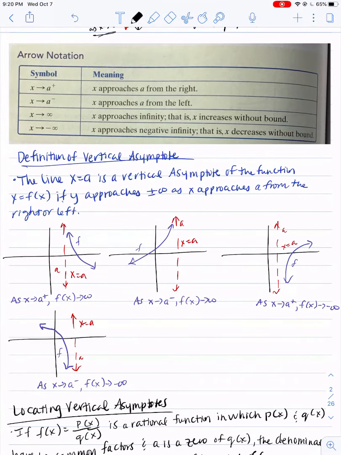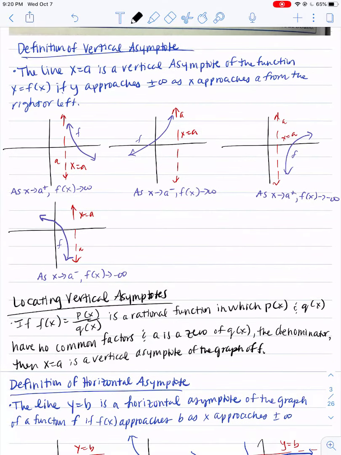So here's just some notation that we used to review. As x approaches a from the right, that's going to be with the plus, and a from the left is with the minus. And we say x increases without bound if x is going to infinity, and x decreases without bound when x goes to negative infinity.